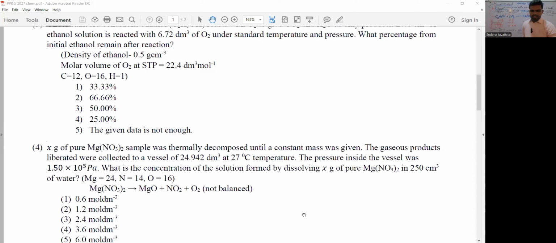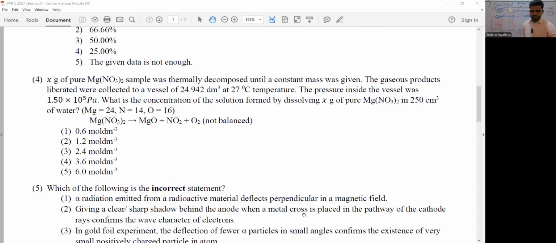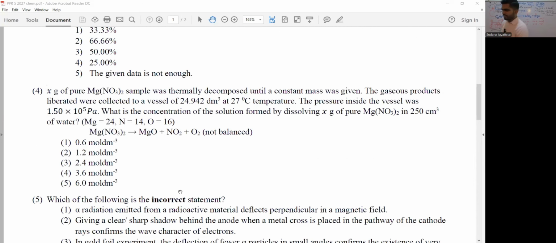Now shall we go to the next question? That is not a limiting reactant question. That's a simple stoichiometry question. But again, how they ask it is really interesting.